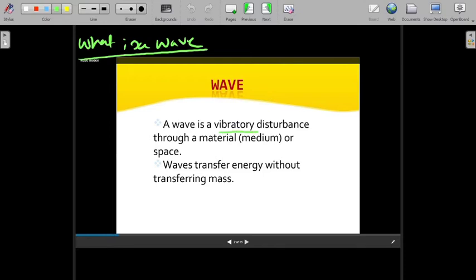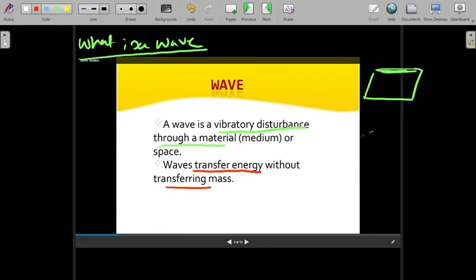A wave is a vibratory disturbance through a material. That material can be a medium, or that can be a space. So a wave is nothing but a vibratory disturbance. Whenever you see a wave, there must be a vibration. Without vibration there will not be any kind of wave. When the wave comes into action, the vibration also has to be there. So a wave is nothing but the transfer of energy without transferring mass.